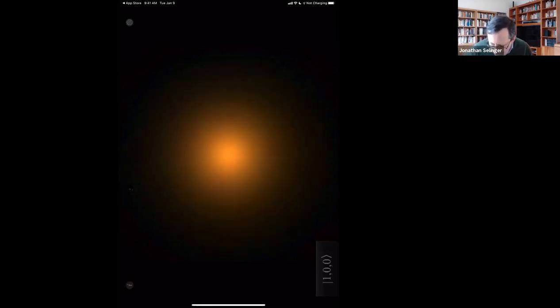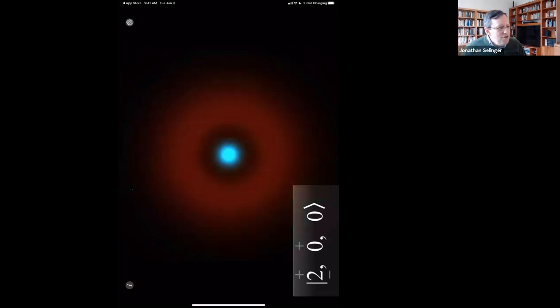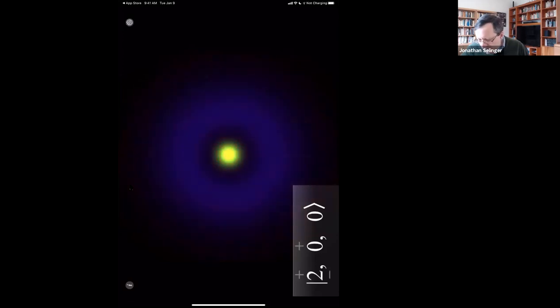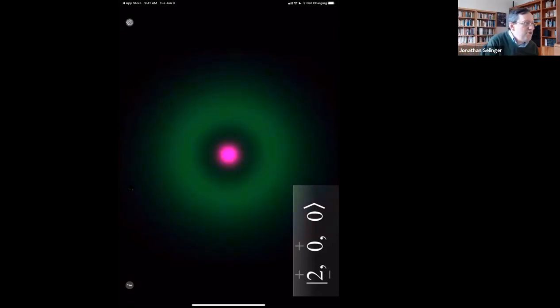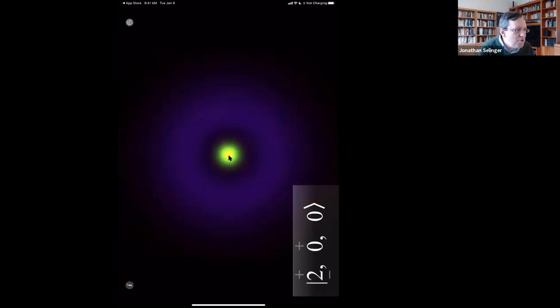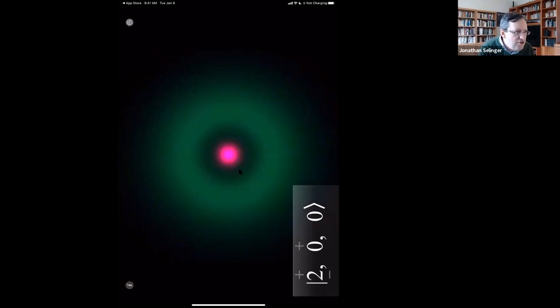Okay, so now suppose we want to change which state we're looking at. I can click on my ket and click the plus. Now it goes to the 2-0-0 state. And you can see in the 2-0-0 state, there is a region of high probability close to the proton. And then there's a node as a function of r around here. And then there's another region of high probability out there. And all of this is changing in time.